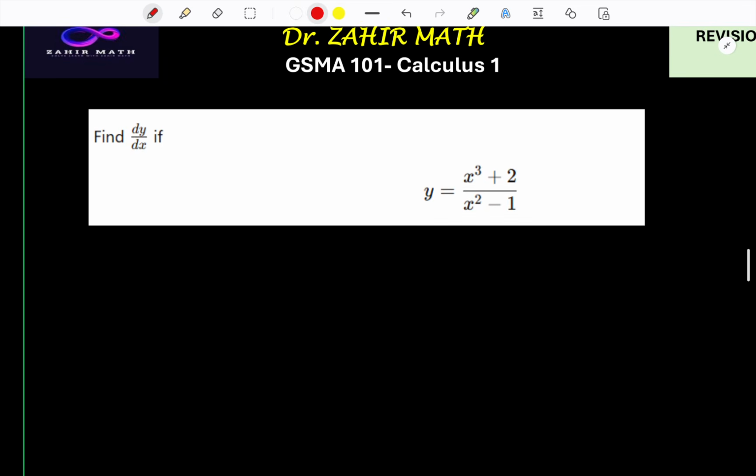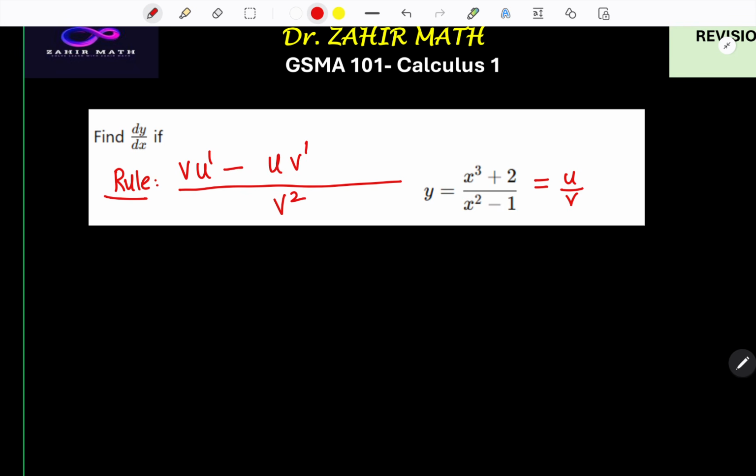Let's go to the next question. Find dy by dx for this one. This is of the form u by v. What is the rule? Do you remember the quotient rule? The rule is v square, v into u dash minus u into v dash.